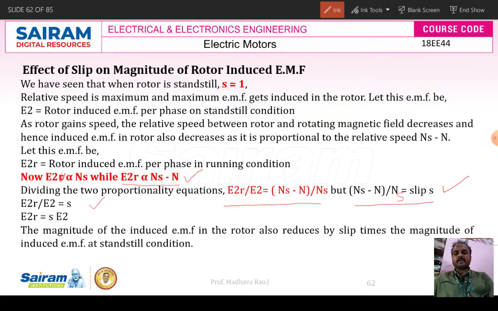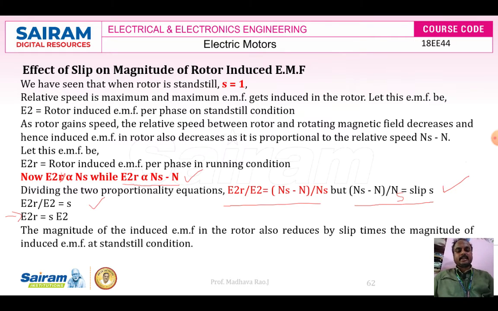So E2R, the rotor induced EMF per phase in running condition, is equal to the multiplication of slip and the rotor induced EMF per phase on standstill condition. The magnitude of induced EMF in the rotor is reduced by the slip times the magnitude of induced EMF at standstill condition. So this is about the effect of slip on magnitude of rotor induced EMF.